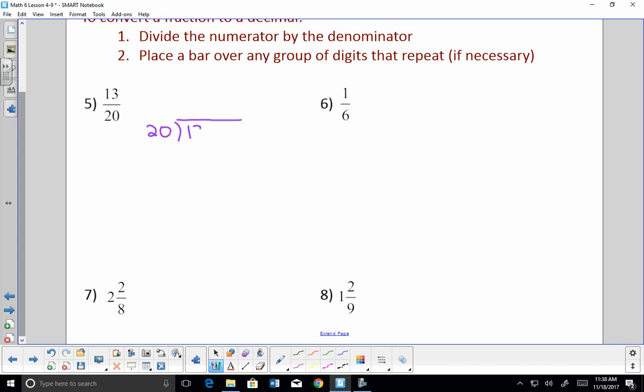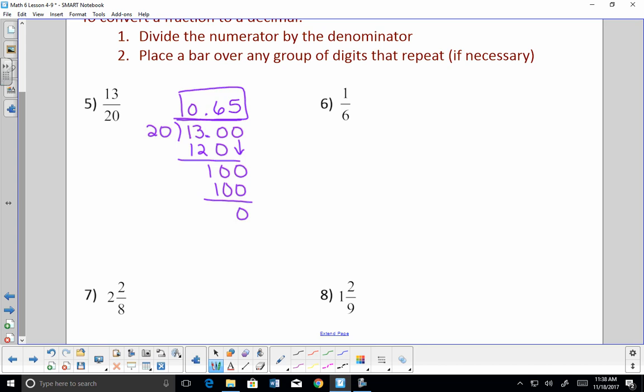I'm going to have to add a decimal point and probably a couple of zeros. Who knows how many zeros? It depends on how long it takes to divide it out. 20 does not go into 13, but 20 will go into 130. Think about it: how many times will 2 go into 13? About 6 times. So 6 times 20 is 120. 130 minus 120 is 10. Bring down my other 0. 20 goes into 100 5 times. 5 times 20 is 100. So 13 twentieths as a decimal is 0.65.